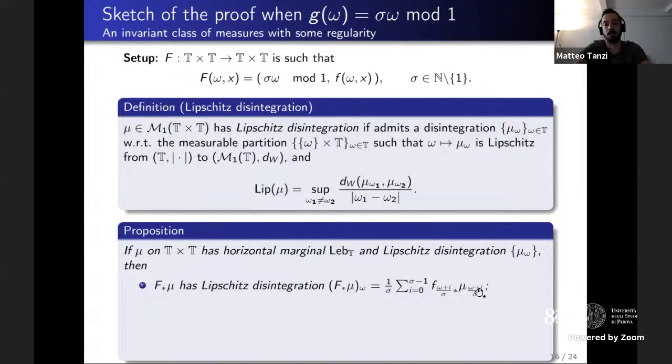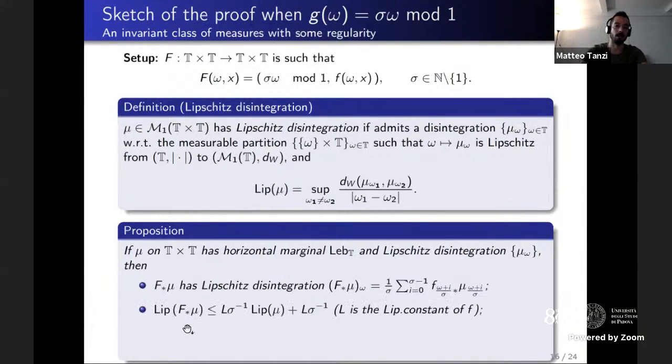Let me give this as a given: if one plays a little bit with the push forward, that's what comes out of the expression for the disintegration of f star mu. So we have control on how the disintegration evolves, and so we can capitalize on this and find estimates, starting from mu with Lipschitz disintegration, on the Lipschitz constant for the disintegration of f star mu. And this is what we find.